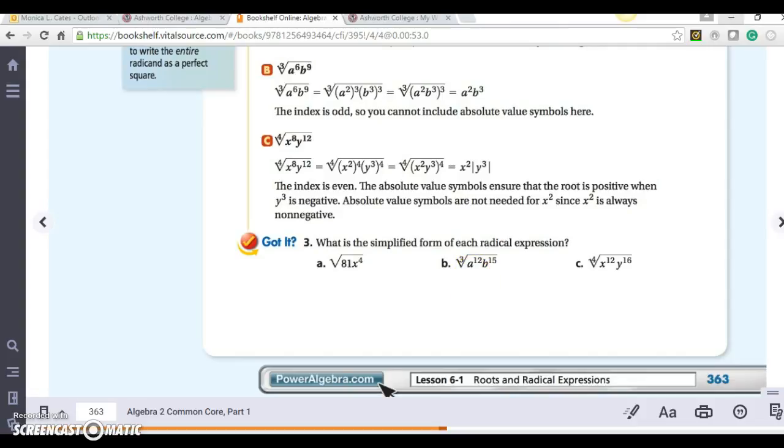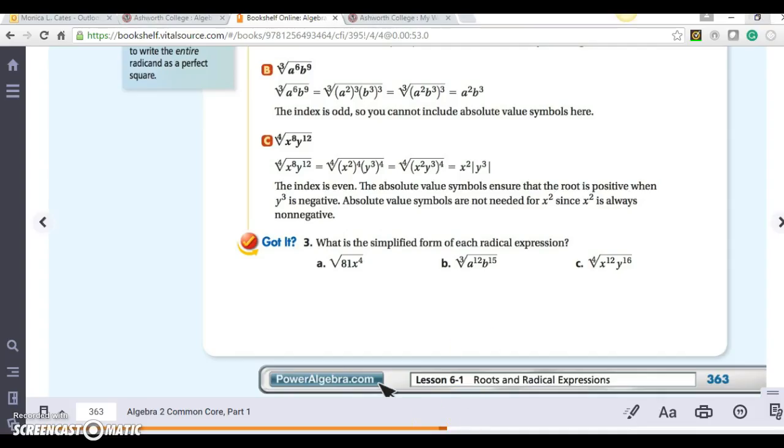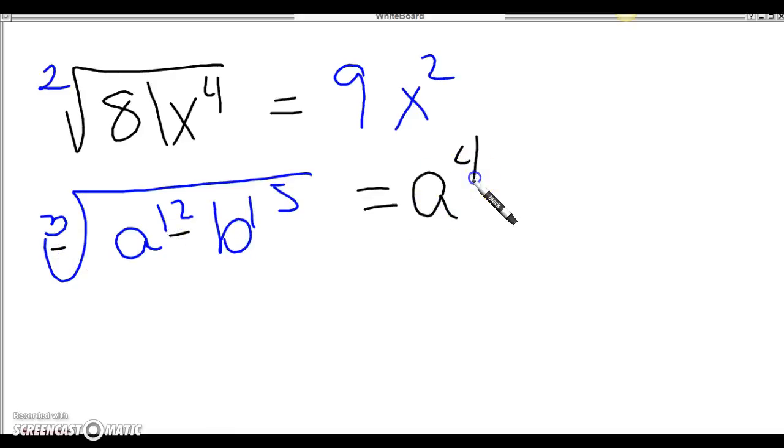Let's look at the next one, the cube root of a to the 12th, b to the 15th. And again, I'm just going to take this 3 and divide it. So 12 divided by 3 is 4. And 15 divided by 3 is 5. And because it's an odd index, I don't need my absolute value.